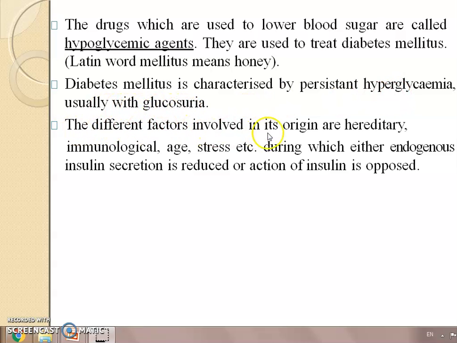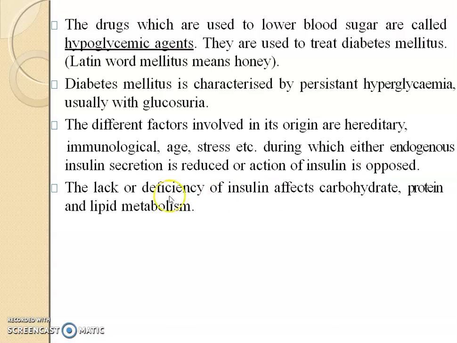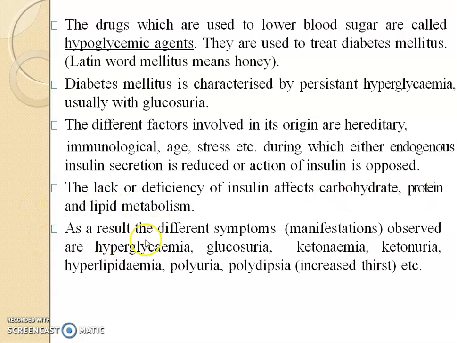The different factors involved in its origin are hereditary, immunological, age, stress, etc., during which either endogenous insulin secretion is reduced or the action of insulin is opposed. The lack or deficiency of insulin affects carbohydrate, protein, and lipid metabolism. As a result, the different symptoms observed are hyperglycemia, glucosuria, ketonemia, ketonuria, hyperlipidemia, polyuria, polydipsia, that is increased thirst, etc.